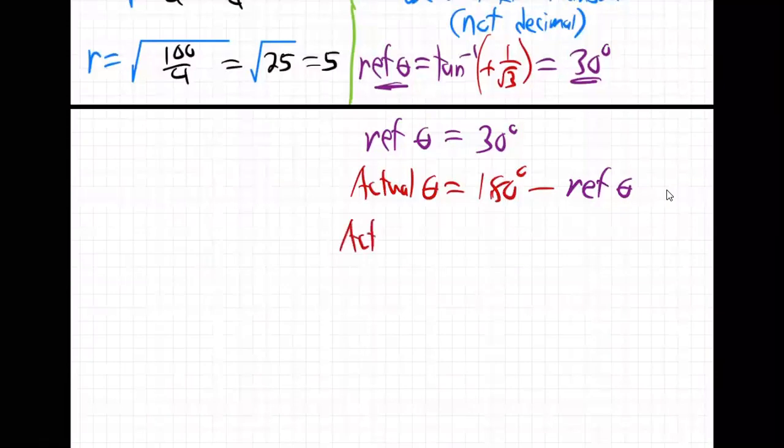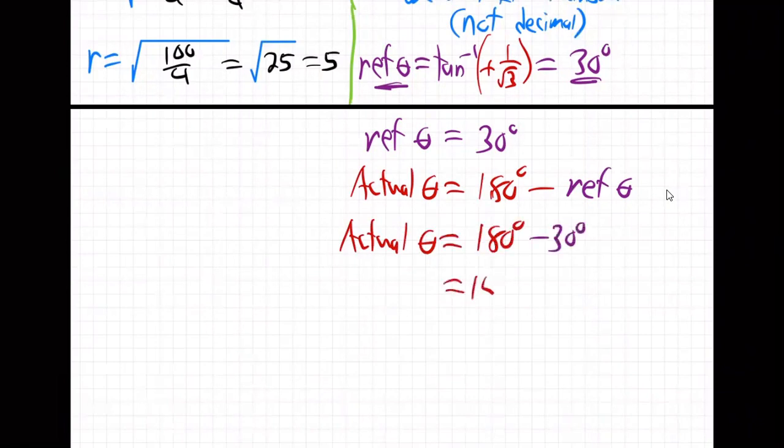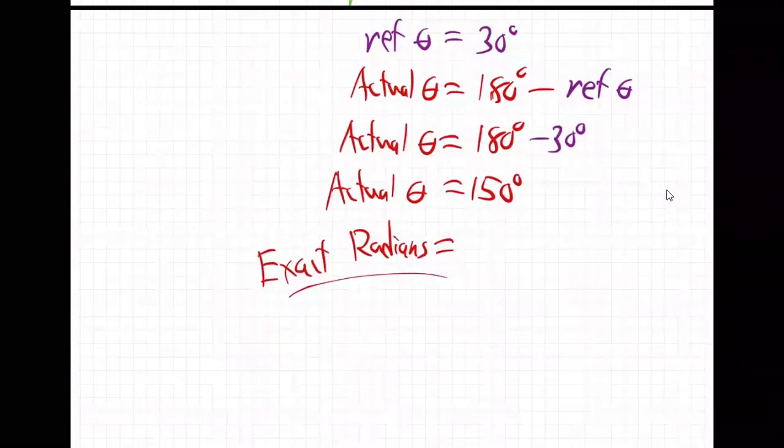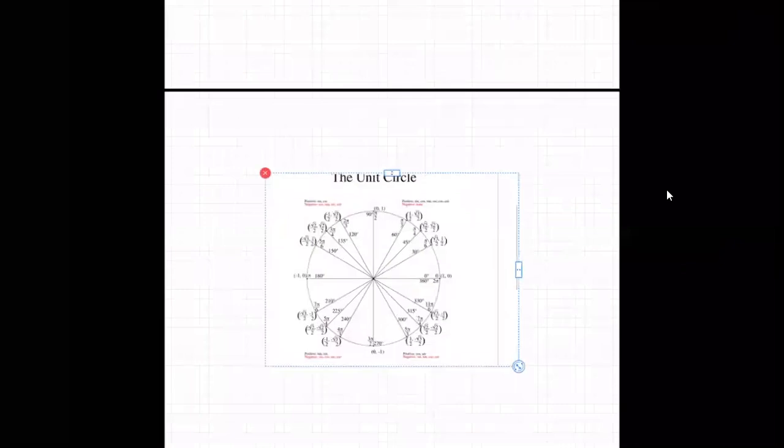So the actual angle is 180 minus 30, which is 150. Now, that's the actual angle. That's the exact actual angle. Now, change to radians because they wanted an exact radian answer. What is 150? Just go to the unit circle. Whoops. Let me put the unit circle in here for you. Let's go to the unit circle, grab it, and it'll be done.